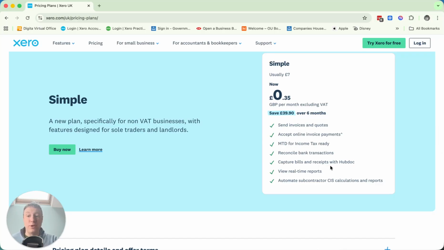A great little product, great to be included, and it solves a problem. Get an app out, take a picture of it, job's good. And what that's not necessarily going to do on this product is bring it into Xero and allow you to run a full purchase ledger.